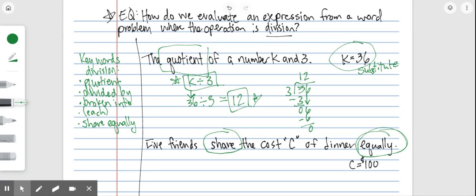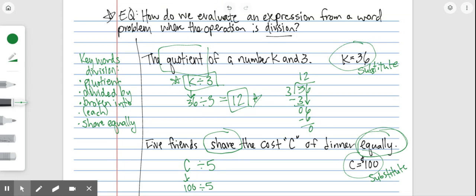So this one's a little tricky because we don't use the exact order that it gave it to us. Because we want to start with the cost of dinner. So we start with the cost of dinner, and we're going to divide it amongst our 5 friends. Now in this example, I said cost C equals $100. So we're going to substitute. So if the total cost of dinner was $100, wherever I see a C, I put 100. And I divide that by 5.